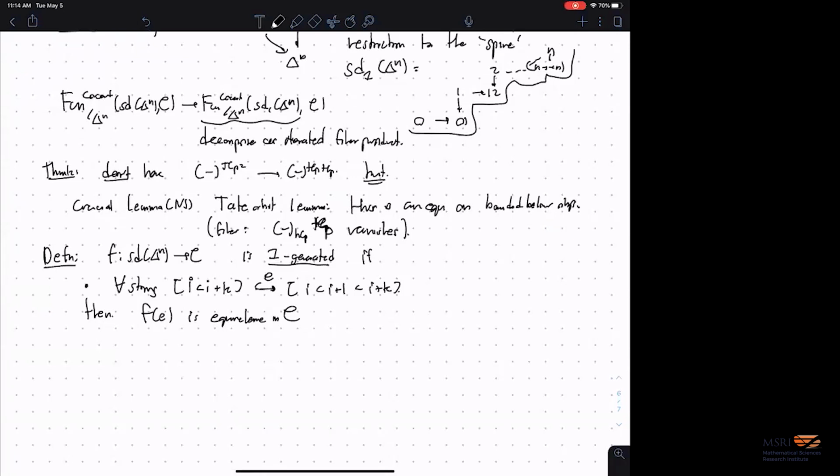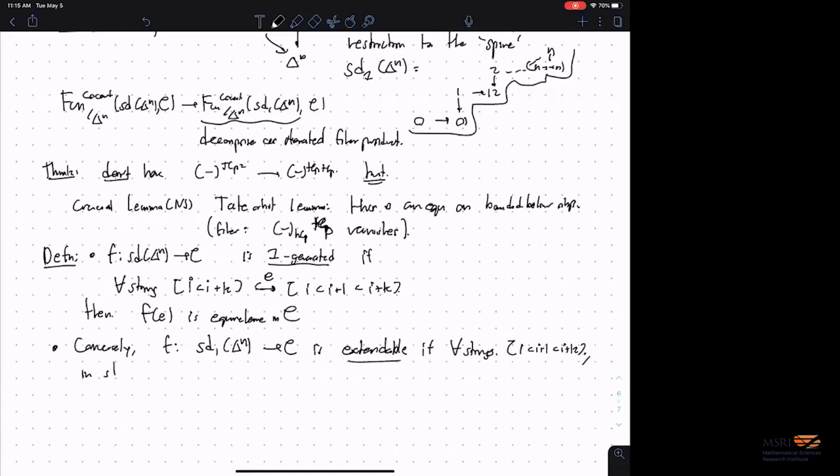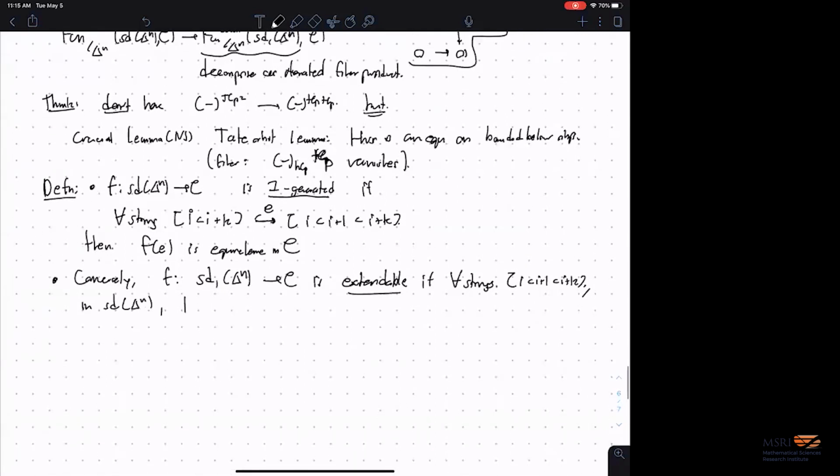Conversely, maybe put my second definition. A map F from SC1 delta N to C is extendable if for all strings I to I plus 1 to I plus k in SD delta N, the canonical map given by taking the monodromy from I to I plus k on F of I, through this string, is an equivalence.